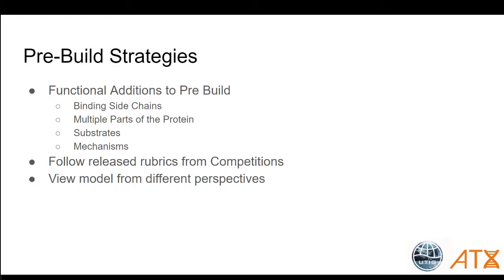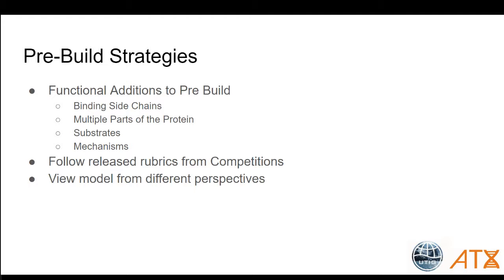In the EMSO event, they only want you to model a specific part of the protein. But if another part of the protein is also important to its function, you can model that as well, and that's considered an additional addition. You can also directly make the substrate, so you can model what the thing that goes into the protein looks like.